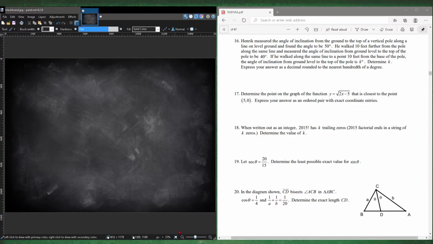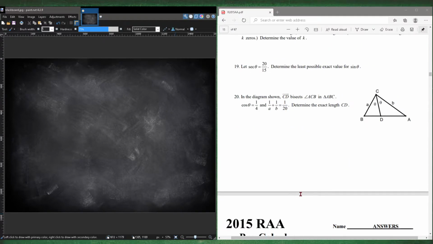And that's a logical way to think about it. Okay, question 20. In the diagram shown, CD bisects angle ACB in triangle ABC. Cosine of theta equals 1/4, and 1 over a plus 1 over b equals 1 over 20. Determine the length of CD. So let's just draw something like this. Theta, theta, and we have a, b.